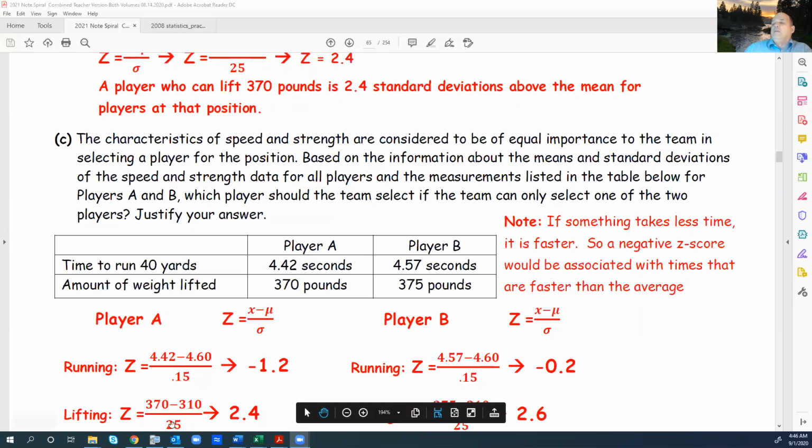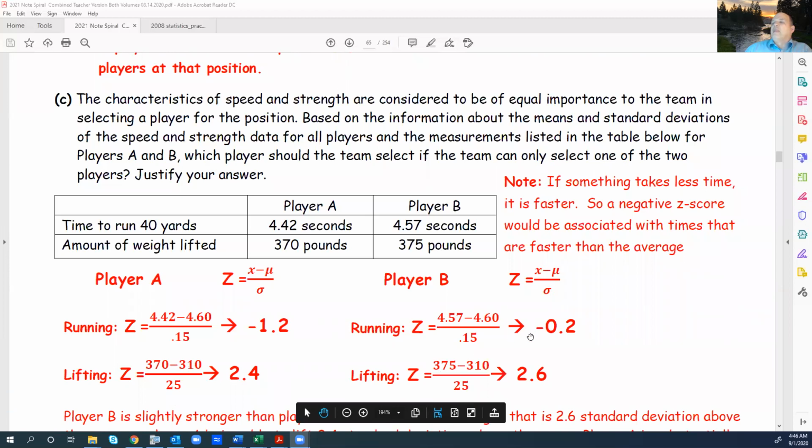When we go to lifting, we've already done this. 370 minus 310 divided by 25 is 2.4. So player A is 2.4 standard deviations above, and we want them to be strong, so we want them to be lifting above the average. So we want the positive z-score in this case. And player B, we did his, and we end up with 2.6 standard deviations. Okay, so basically we say that player B is about 0.2 standard deviations stronger than player A, and player A is about 1 standard deviation faster.